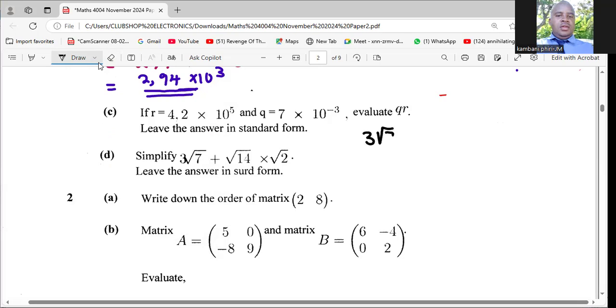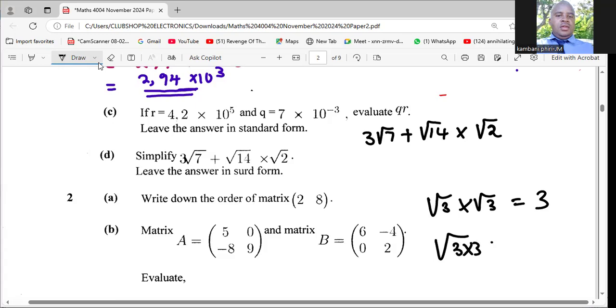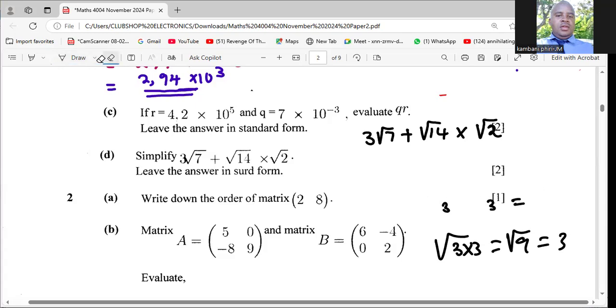3 root of 7, square root of 7, plus square root of 14 by square root of 2. Okay. So we know that if I multiply square root of 3 by square root of 3, the answer is 3 itself, because this will be like square root of 3 by 3, and this will be a square root of 9, which will give us 3. Of course, it may be plus or minus.